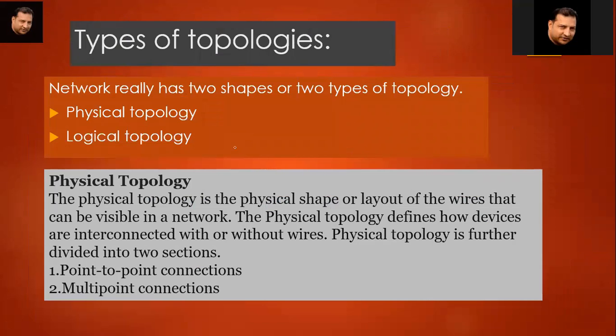Now, types of topologies. We have two types of topologies: physical topology and logical topology. So, physical topology is the physical shape or layout of the wires that can be visible in a network. The physical topology defines how devices are interconnected with or without wires. It is further divided into two sections: point-to-point connections and multi-point connection.